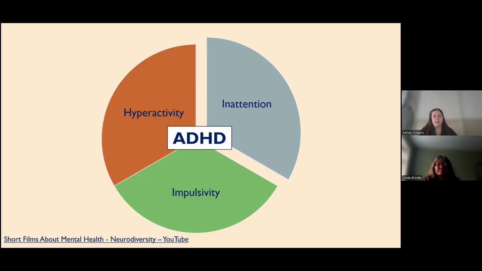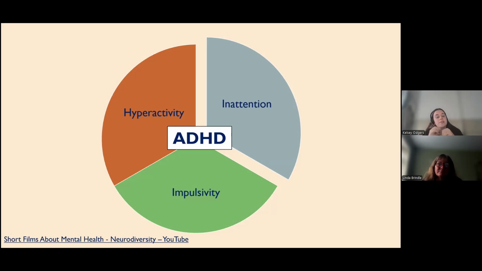So ADHD is characterized into three presentations in the DSM-5, which is the current diagnostic manual that is used. The three presentations are predominantly inattentive, predominantly hyperactive impulsive, and combined ADHD. That's all three of the pie chart sections together, the pie chart you see there on the slide.